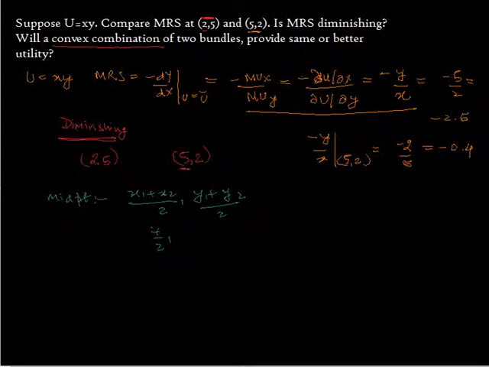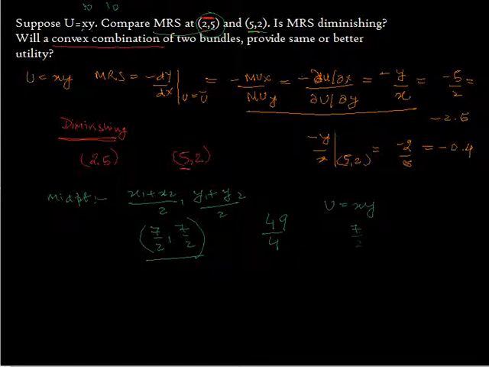Now remember, when you were comparing these MRSs in the earlier question, what was your utility at (2, 5)? Just plug it in: in place of x write 2, in place of y write 5. So your utility was 10. Now at (5, 2), again your utility is 10. Now in this case, 7 by 2 and 7 by 2 gives 49 by 4. I have just plugged 7 by 2 in place of x and 7 by 2 in place of y in the utility u = xy, and what I got was 49 by 4.